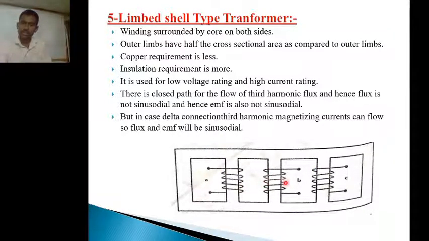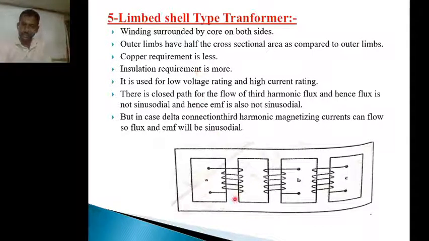So here in the 3 limbs we have made the winding, and 2 limbs are provided for the mechanical support and for the protection purpose. And the outer limbs have half of the cross sectional area as compared with the inner limbs. In the outer limbs there is no winding, so that's why the cross sectional area of the outer limbs is somewhat less, that means half when compared with the inner limbs. And similarly the copper requirement is less.